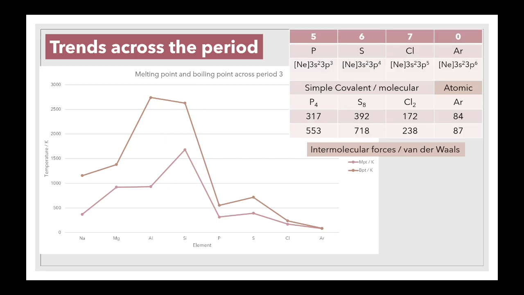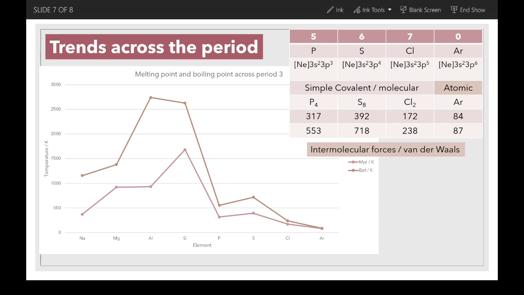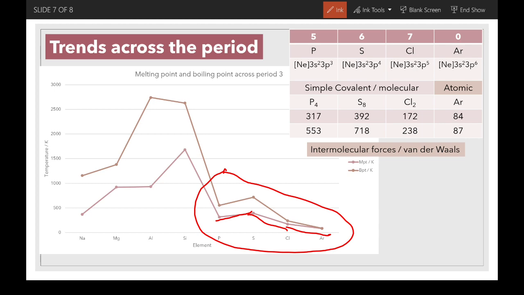Okay, so the final section, we're just on the run down here, so we can see all of a sudden at phosphorus the melting points and the boiling points drop right down. So these are much lower again compared to the silicon that has preceded it. So now we're focusing on this region here. There's a bit of variation, but we can see phosphorus to sulfur, then down to chlorine, and then down to argon. Okay, so these values are in Kelvin, by the way.